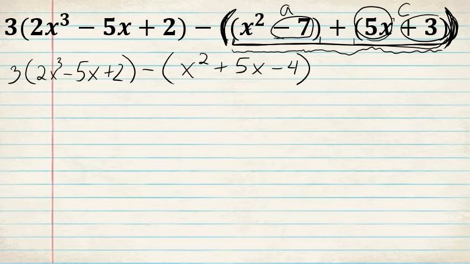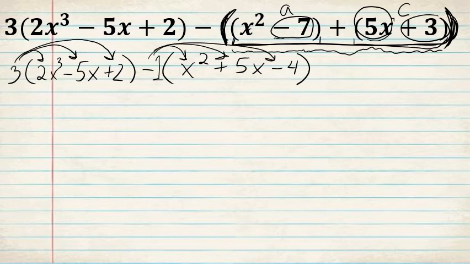The next step in the order of operations is to simplify any exponents. In this problem, I do see an exponent of 3 and an exponent of 2 written on the variable x, but I don't know the value of x. I can't do any simplifying with those exponents. So I'll move on to the next step in the order of operations, which is multiply and divide from left to right. And in this problem, there's actually two multiplications that can be done. I can multiply 3 times the quantity of 2x to the third minus 5x plus 2. And I could multiply, although it's not written, negative 1 times x squared, 5x, and negative 4.